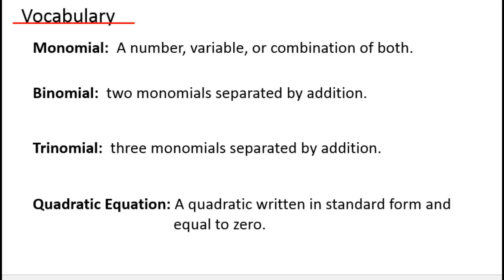Here are some vocabulary terms we need to know. You can pause at this time and write these notes in your vocab log. A monomial is a number, variable, or combination of both. A binomial is 2 monomials separated by addition. So 3 plus x would be a binomial, 3x plus 2 is a binomial, or x minus 1 is a binomial. All examples.